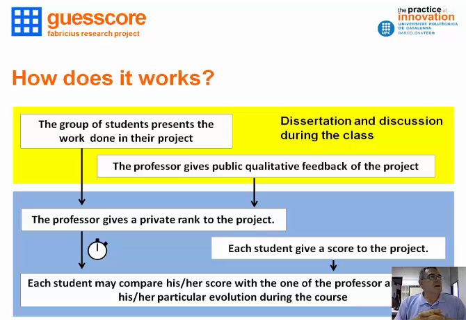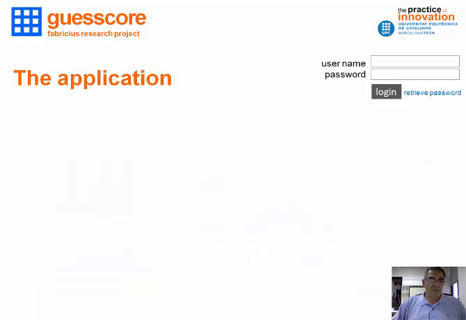The idea is that after the discussion of the project, with the dissertation and the presentation, the professor gives, with our tool, a private rank to the project. The students then have time to do exactly the same, which is to propose a score for the project that has been presented, and the idea is to try to guess the score that the professor, or the expert, is going to put. Each student may compare his or her score with the one proposed by the professor and follow their particular evolution during the course. This is what Guess Score really does.